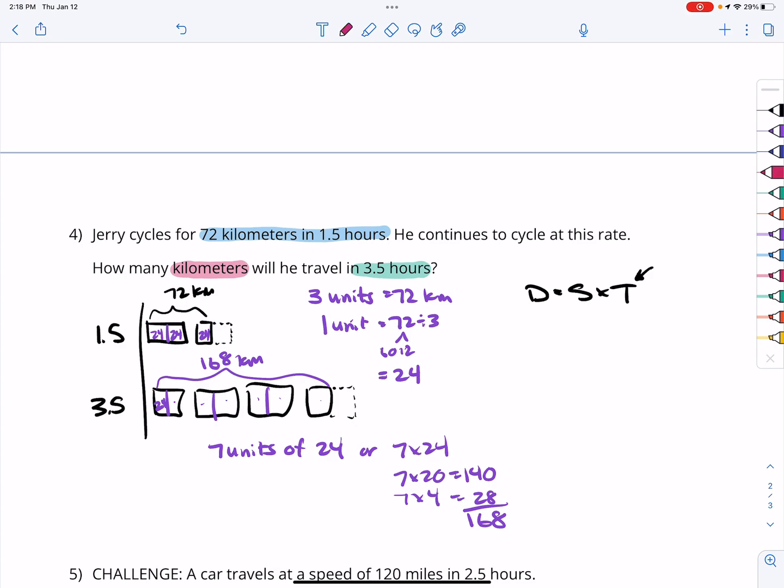Now I am curious. Like, what if we just plug this in? Our speed, we know we can write, this is 72 kilometers per 1.5 hours. And I know I can write this like it is a fraction. So I wonder if we plug this in as 72 over 1.5, and we're multiplying that by 3.5. So already this math seems like it's going to be a lot more difficult than what I really want to do. But you know what? Yeah, I mean 72 times 3.5 and then dividing that by 1.5, I guess.